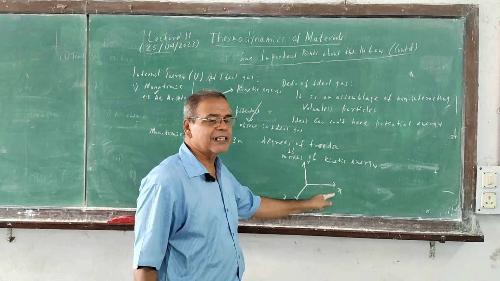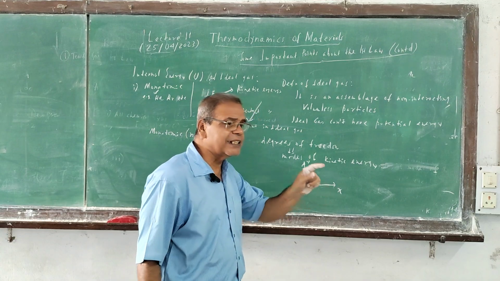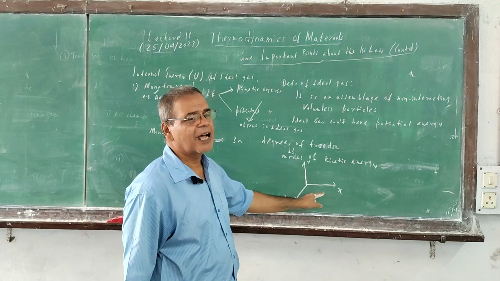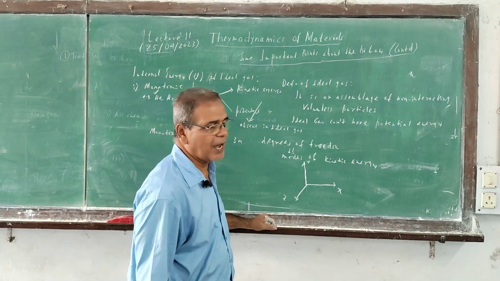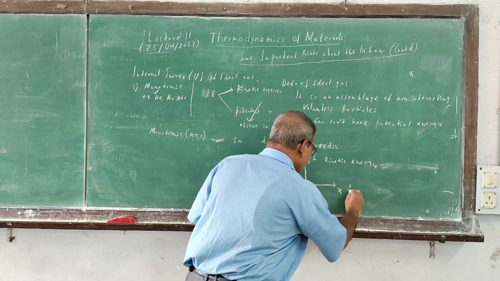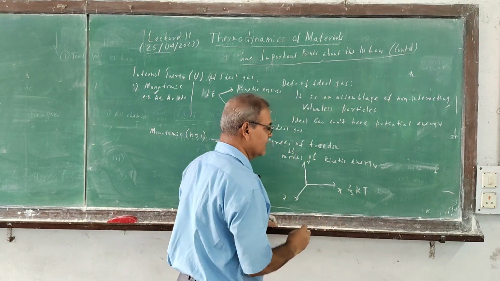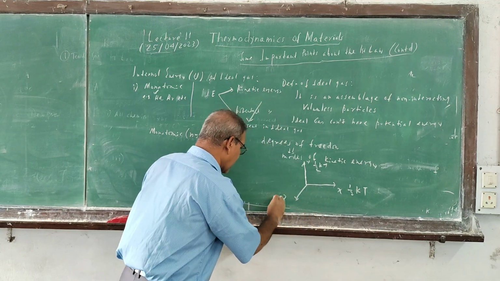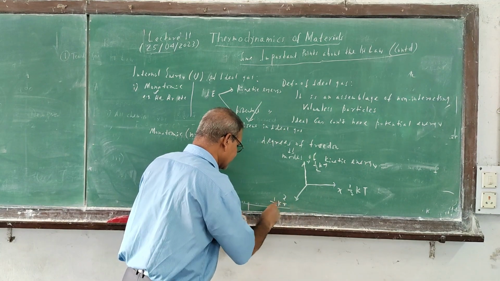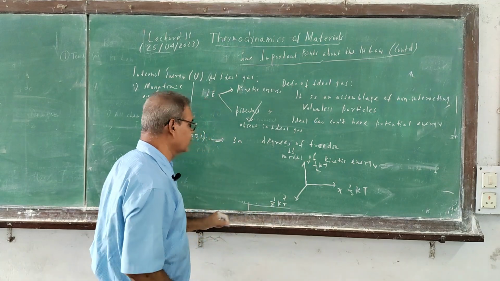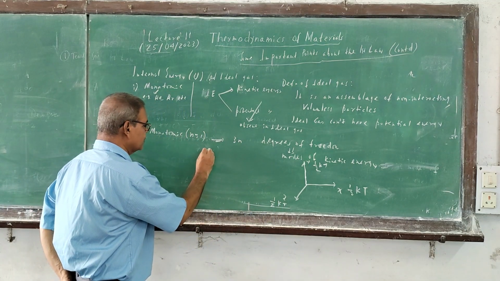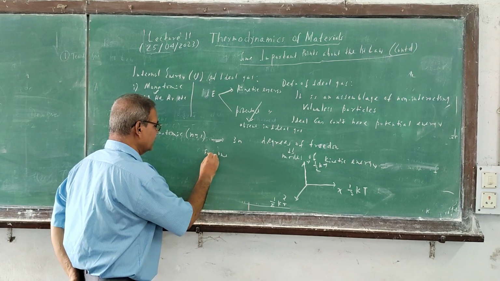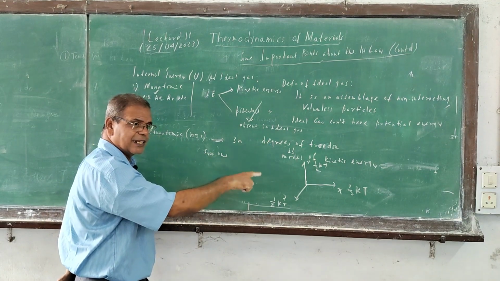Along each direction, the molecule has half kT of energy. Each direction has half kT. This is called the law of equipartition of energy. It can be obtained from the kinetic theory of gas, half kT.